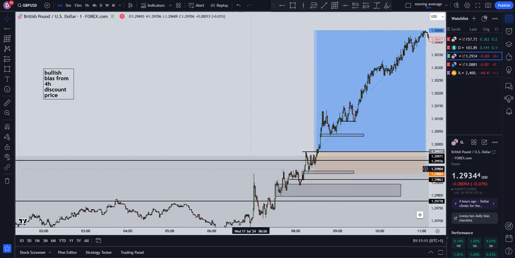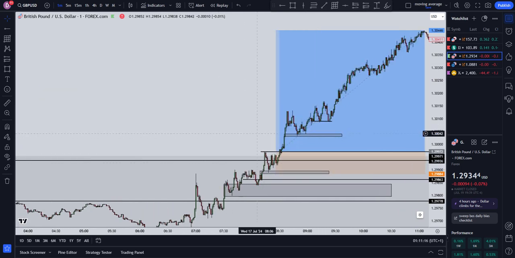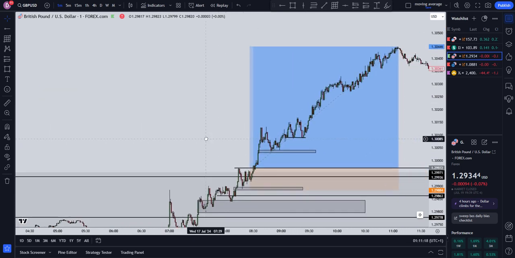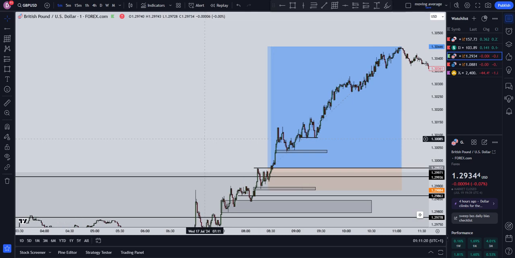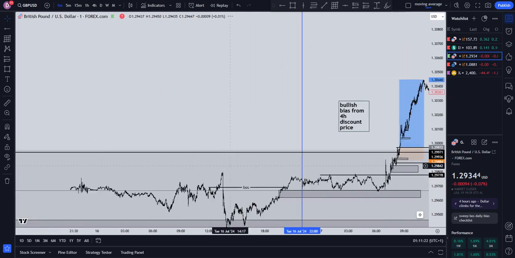After we identify discount, price is pushing, and then London session opens. Where's London session going to go? It's just going to extend, boys. Look how nice this is.